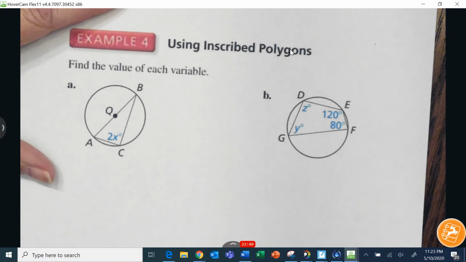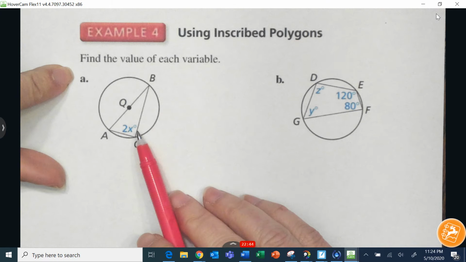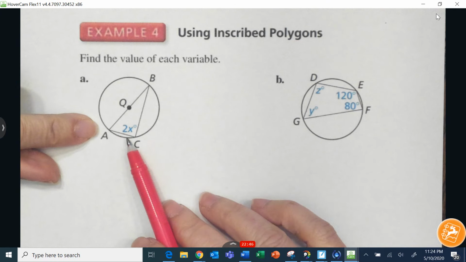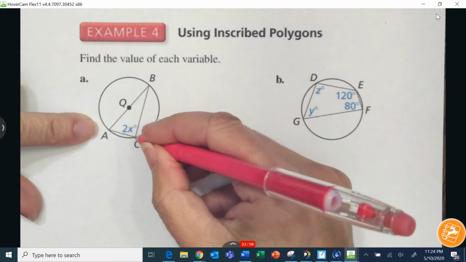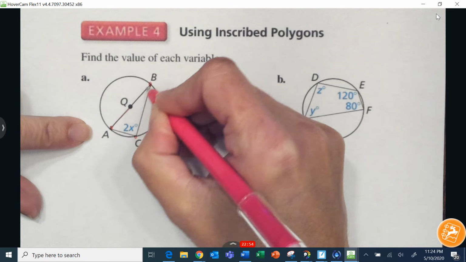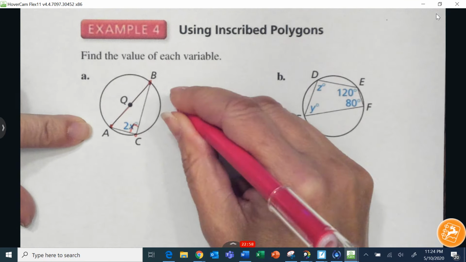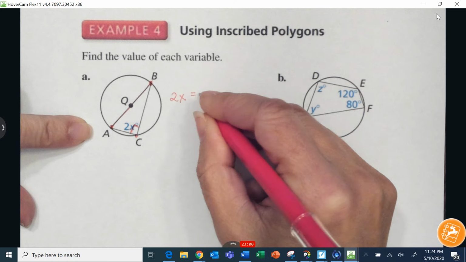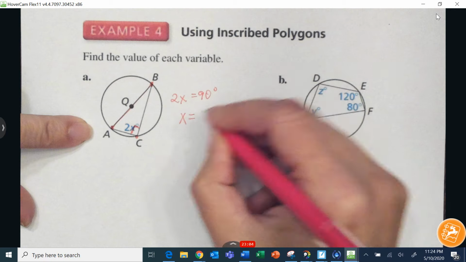So if we have, find the value of each variable, if we have an angle C, which is inscribed in a circle, its endpoints are A, B, which are the endpoints of the diameter. That tells me that angle C is 90 degrees. And here it says 2x is angle C. So if 2x is 90 degrees, x has to be 45.